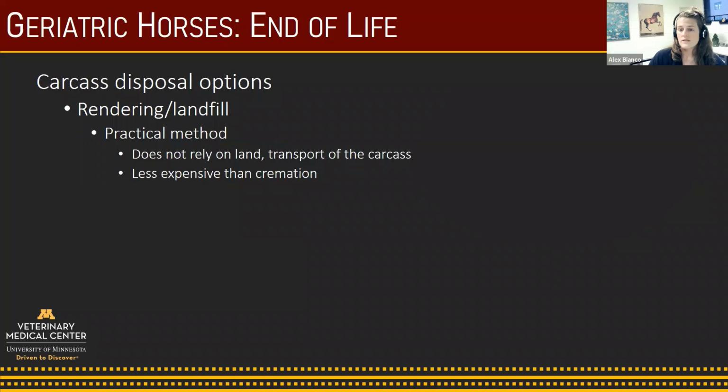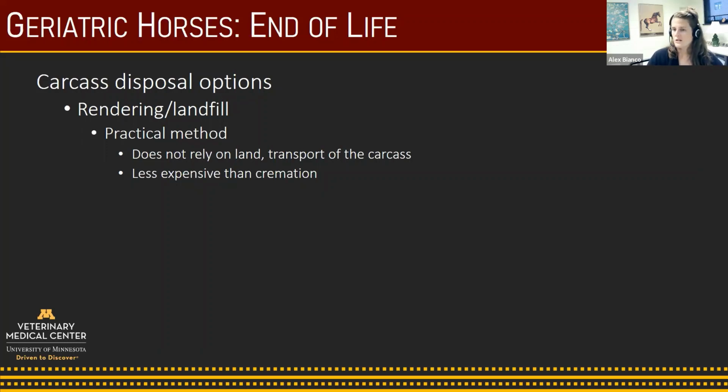Rendering or the landfill, these are practical, traditional. This is how a lot of horses have been disposed of over time. A lot of times they would come pick up the horse from the property, which is a practical thing that is helpful. It's less expensive than cremation.